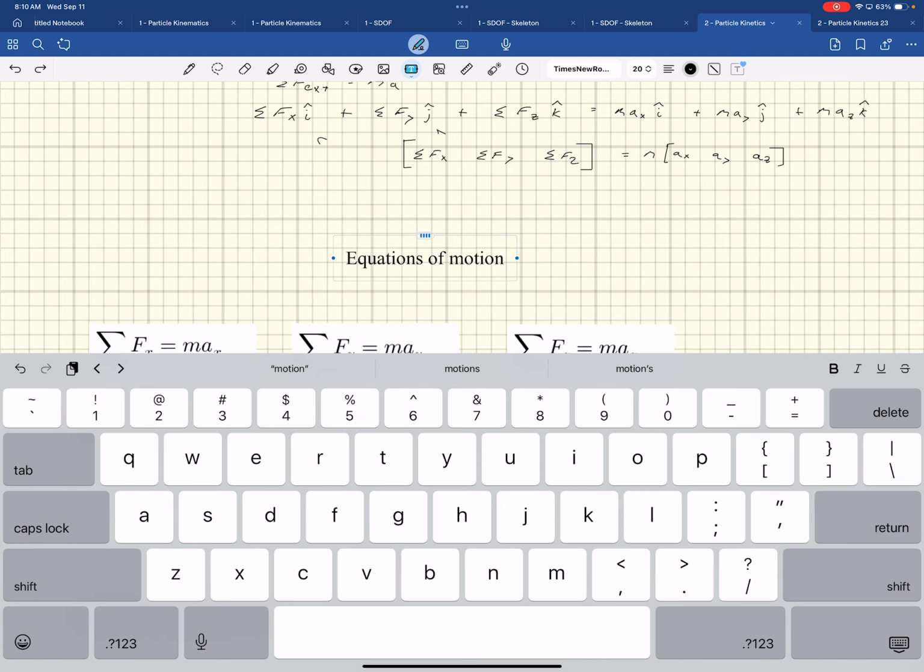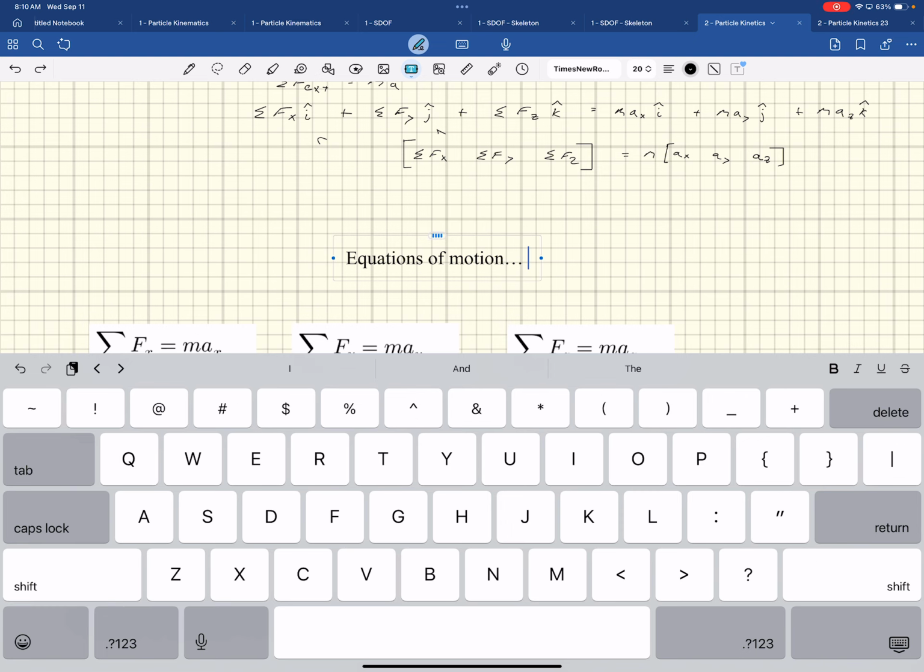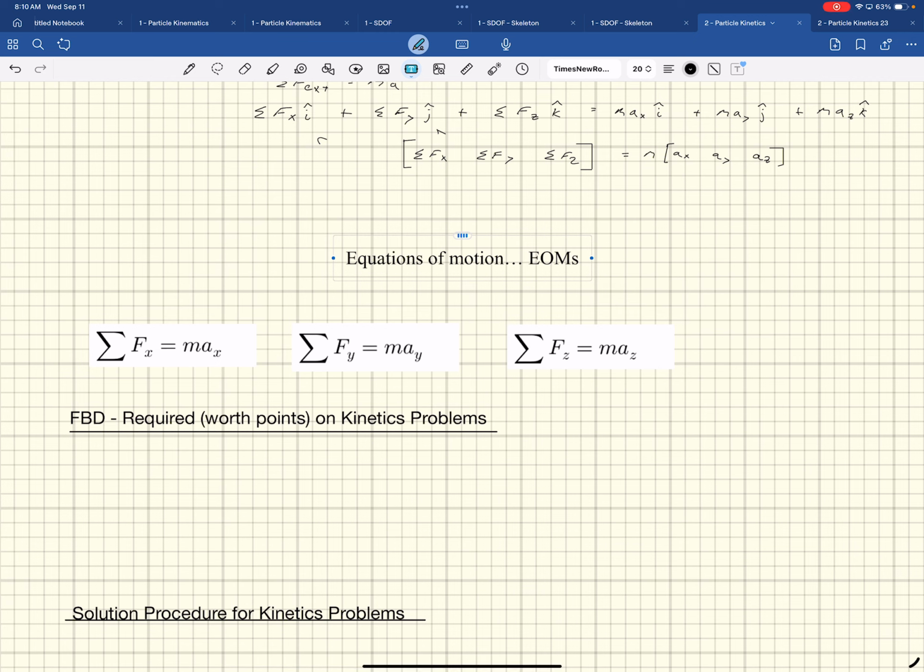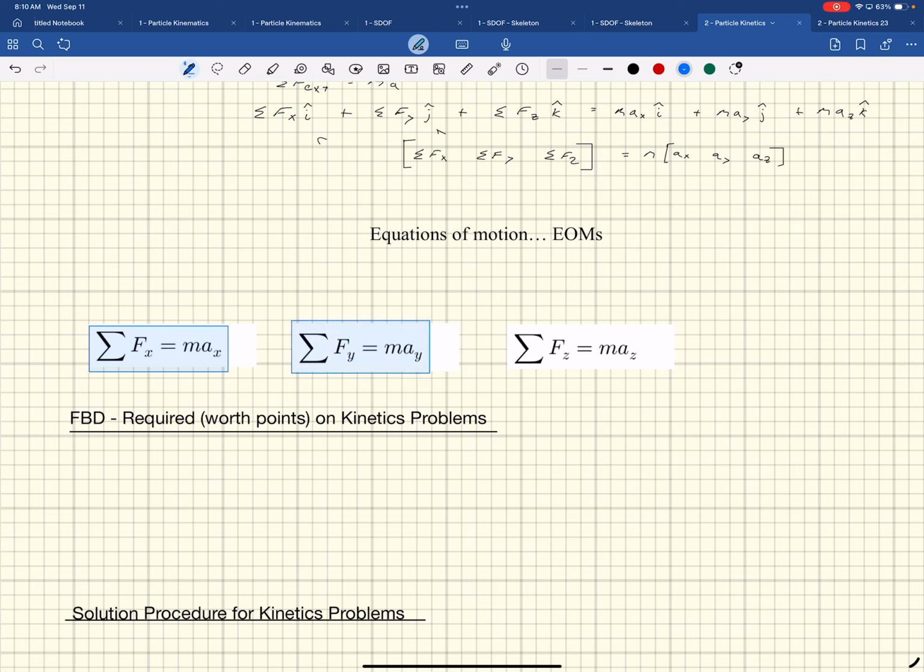EOMs. And vector notation is up above there. But we're going to break them into the three different ones. There's one equation of motion, another equation of motion, and another equation of motion.